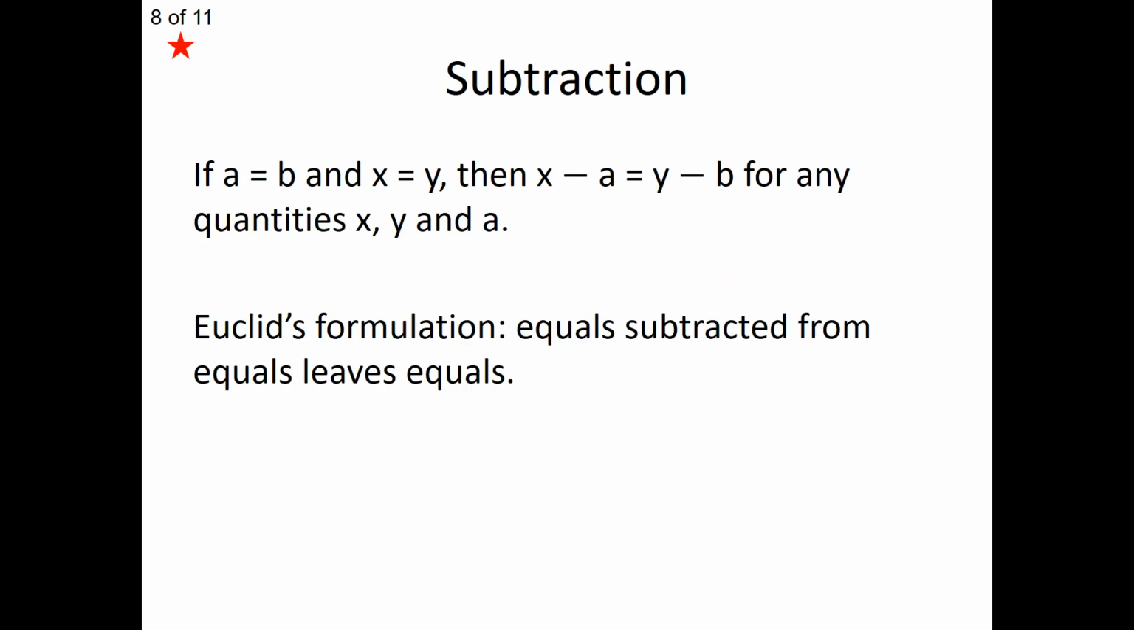With addition comes subtraction. I may then take equals from equals. So equals subtracted from equals leaves equals, or equals taken from equals yields equals. So if a and b are equal and x and y are equal, then I can take a away from x and b away from y for any quantities x, y, a, or b, and I will then yield equal results. So we have the subtraction property. These are all basic assumptions, basic facts that we're arriving at within our geometrical system.